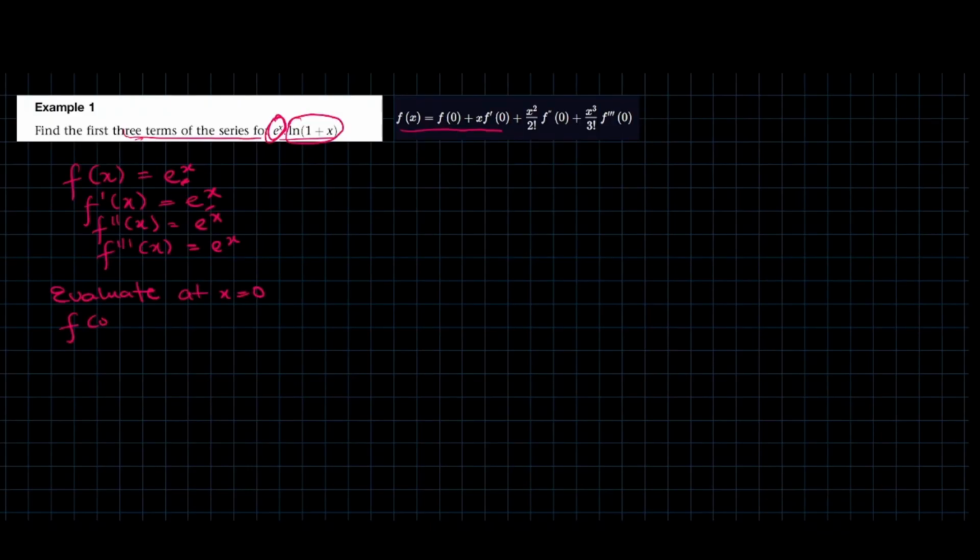So f at 0 is what? 1. F prime at 0 is still the same 1. E raised by 0 is equal to 1. F double prime at 0 is equal to 1. The last one is still equal to 1. Now simply plug this back into the formula.